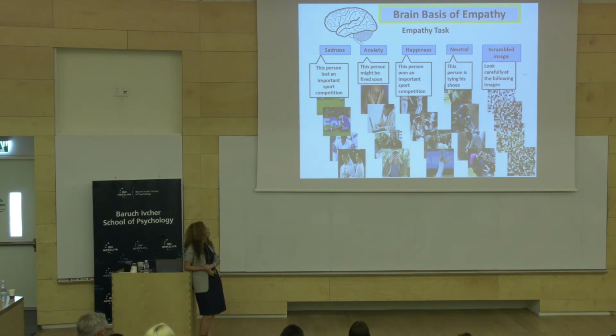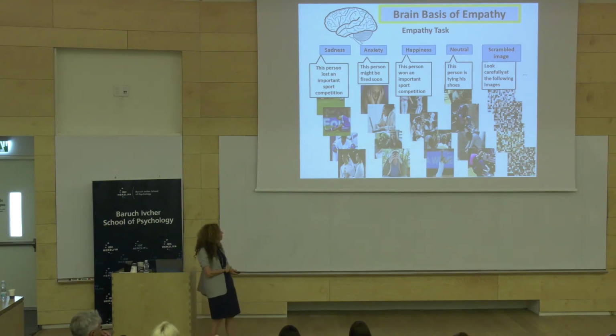This person lost an important sport competition. This person might be fired soon. This person won a competition. There's a neutral condition: this person is tying his shoes, and then we see the scramble condition. After each sentence, they see four pictures in the magnet that describe what we just saw. These posters tell you about the amygdala and the medial prefrontal cortex, diminished activation in the control and increased activation.